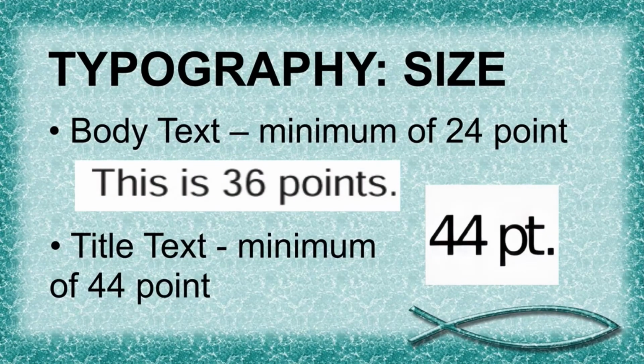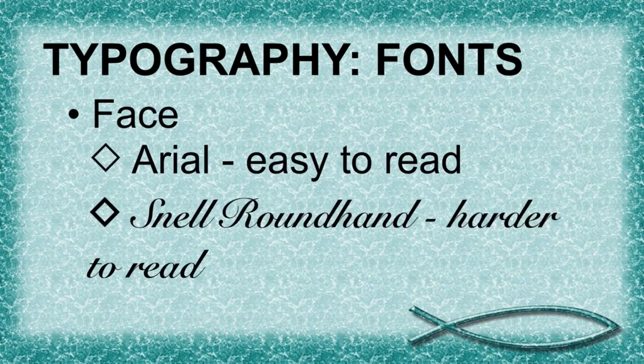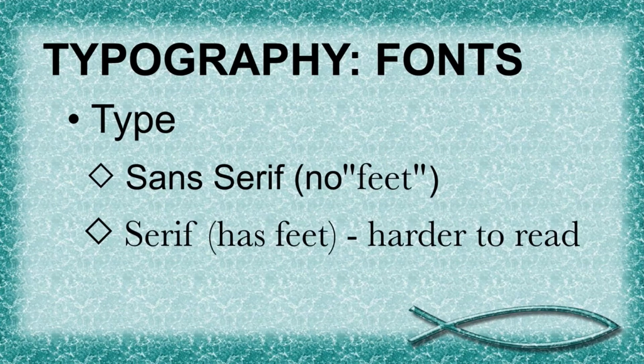Typography. For the size, body text should have a minimum of 24 points, while the title text should have a minimum of 44 points. For the fonts, you should use Arial because it is easy to read. Do not use fonts that are cursive, like Snell Roundhand, because they are harder to read. For the type, you should use sans serif because it has no feet. Do not use serif because it has feet, and if it has feet, it is harder to read.